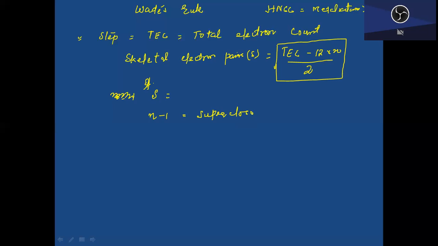A lot of questions have been asked from this. If the skeletal electron pair comes out to be N, then the structure is known as hypercloso. This is very important. If the number of skeletal electron pairs comes out to be N plus 1, then the structure is called closo. If it comes out to be N plus 2, then it is called nido. If it comes out to be N plus 3, then it is called arachno. And if it comes out to be N plus 4, then it's called a clad.